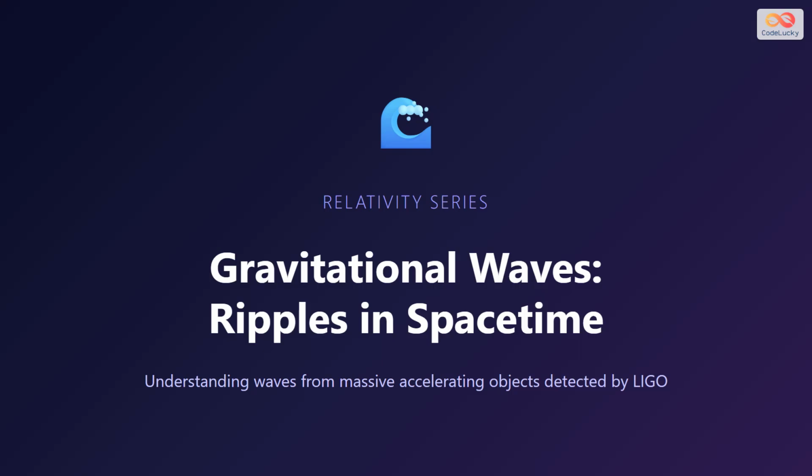Welcome to this exploration of one of the most fascinating discoveries in modern physics. Gravitational waves are ripples in the very fabric of spacetime, produced by some of the most violent and energetic events in the universe. These cosmic disturbances were first detected by the Laser Interferometer Gravitational-Wave Observatory, known as LIGO, opening an entirely new window into understanding our cosmos. In this presentation, we'll uncover what gravitational waves are, how they're created by massive accelerating objects, and how scientists managed to detect these incredibly faint signals from billions of light-years away.